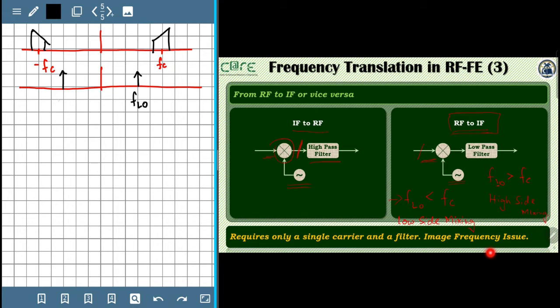So this is FLO and minus FLO, two pair of spikes, because it's a real local oscillator signal that is being generated. This may be sine or cosine of 2 pi FLO t. Now the multiplication of these signals in time domain corresponds to convolution in the frequency domain, and we can have a look at the result of this convolution here.